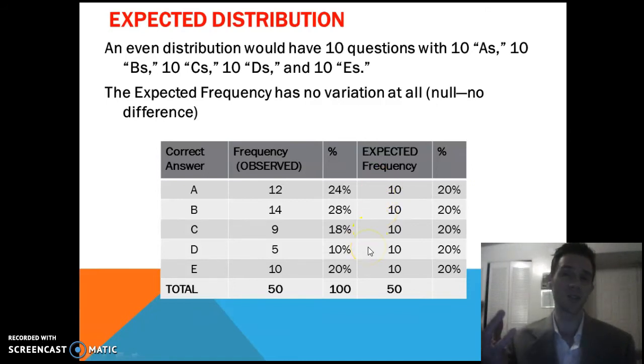So are these categories different? Well, we can see that they are. But is this difference likely to be caused just by chance, by a fluke? Or is this likely to really reflect what's happening in the population? So we're doing what we've done before. We're testing against a null hypothesis, a hypothesis of no difference.